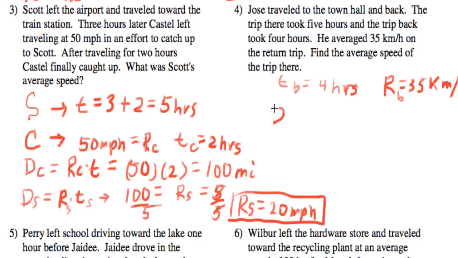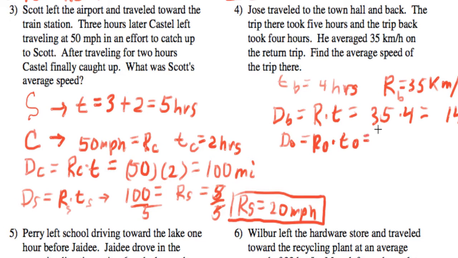So let's get the distance back, which will be the same as the distance out. That's going to be rate times time, which is 35 times 4, which is going to give me 140 kilometers. And now we want to figure out the average speed of the trip out there. So distance out equals rate out times time out. And that's going to be 140 because the travel distance there is the same as the travel distance back, equals the unknown rate times a time of 4 hours.